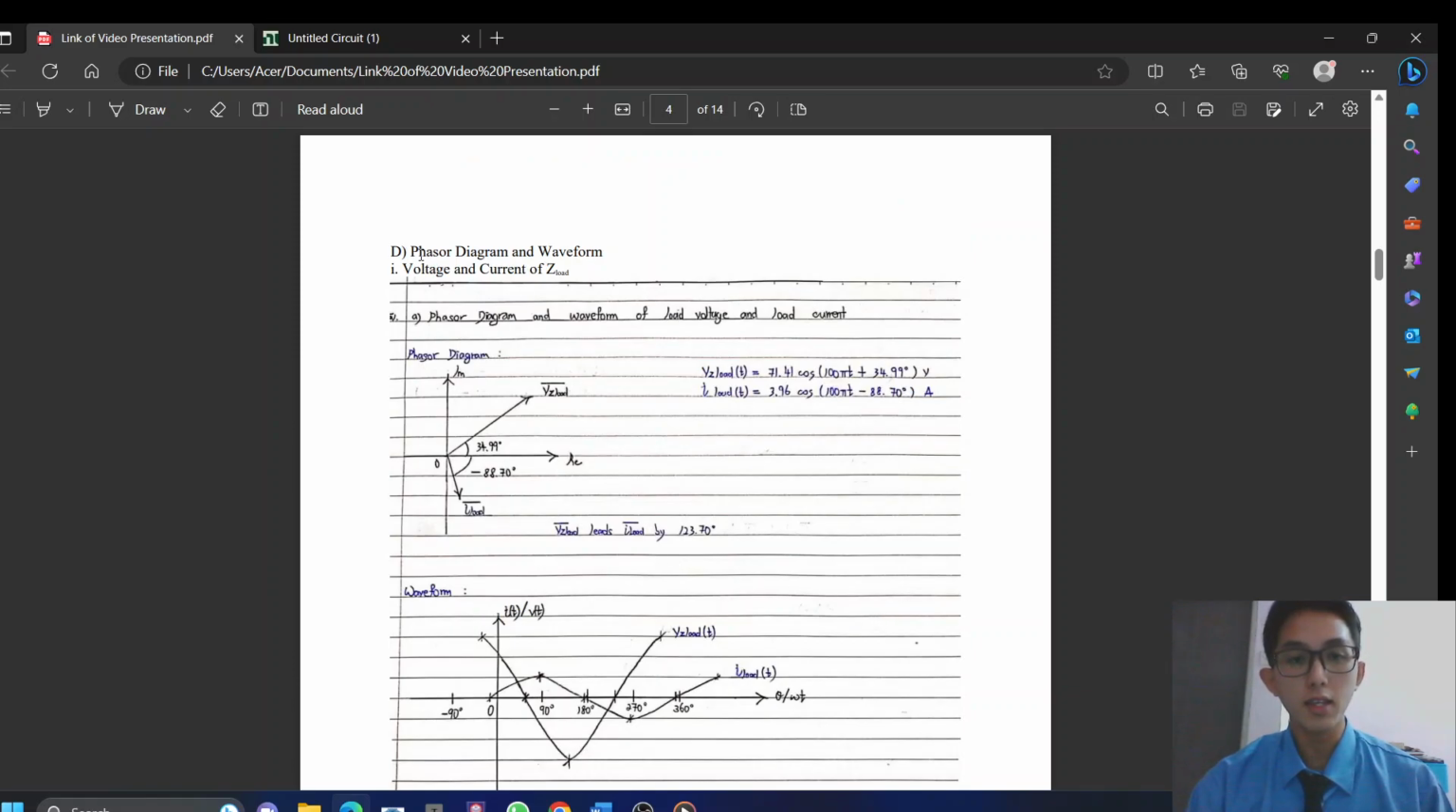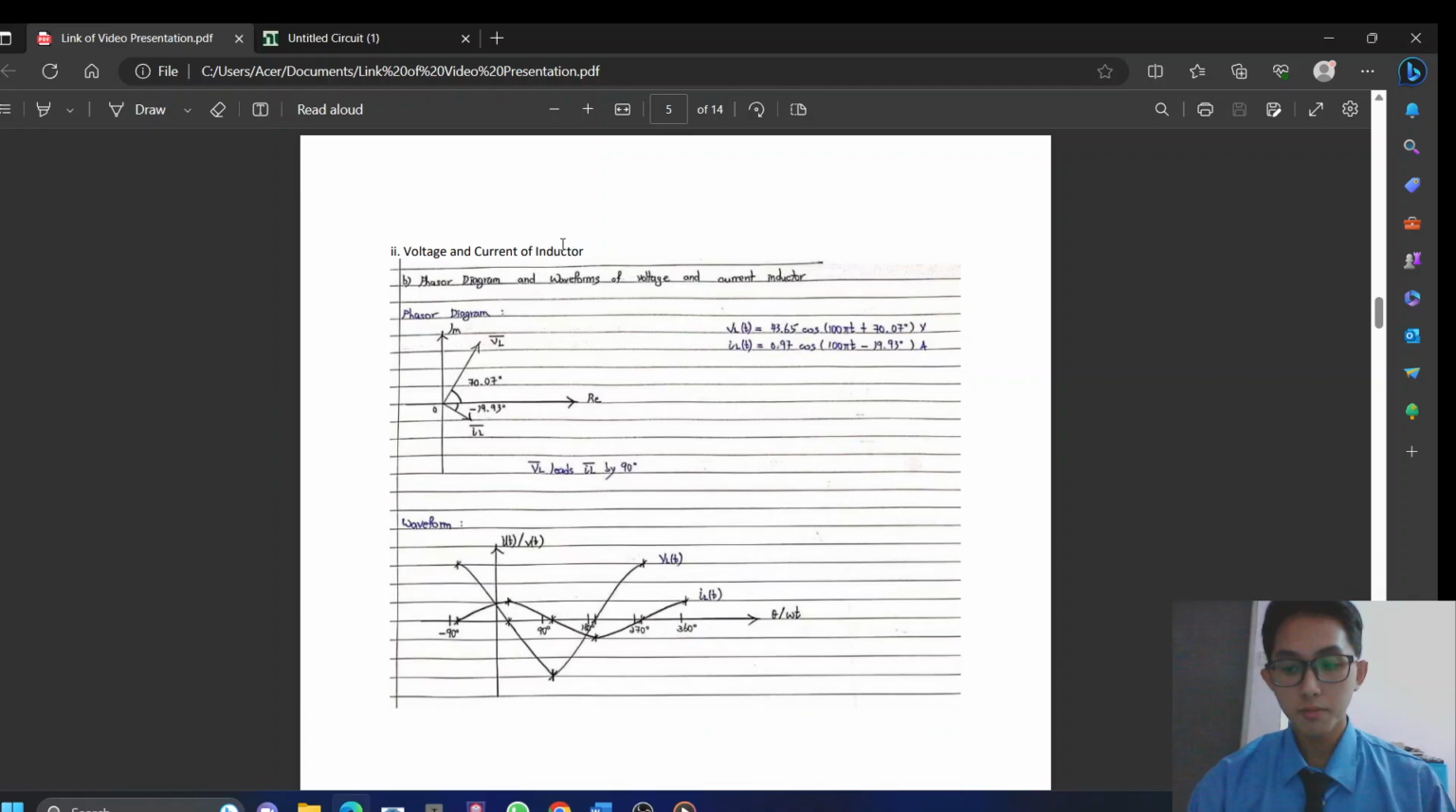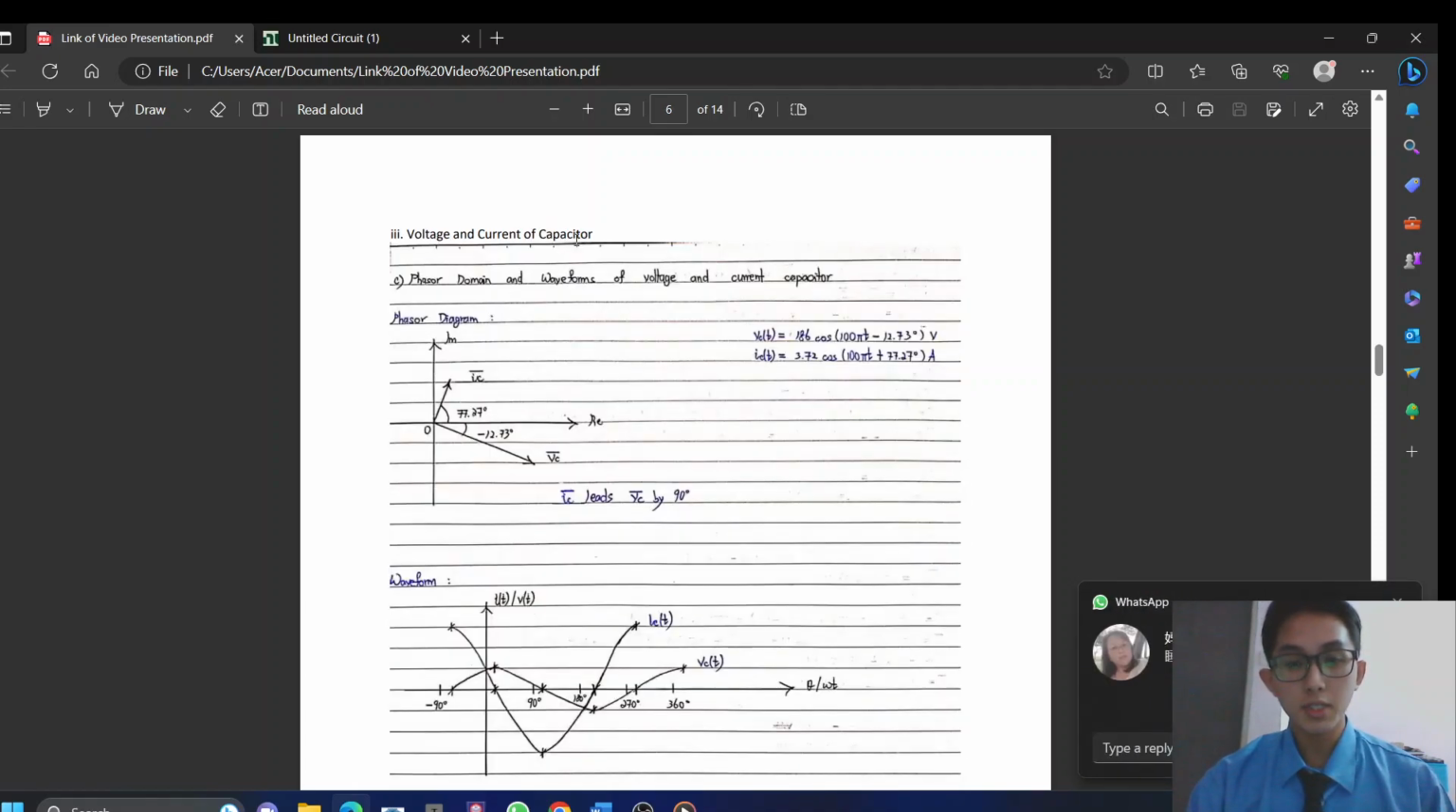Next, for part D, we need to draw the phasor diagram and waveform for Z load, inductor, and capacitor. For this we use the time domain function to calculate and draw it. For voltage we use this one and for current we use this one.